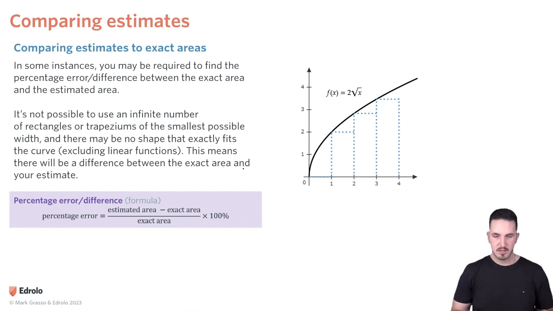To find this, we can use the formula: percentage error equals the estimated area minus the exact area, divided by the exact area. In some instances, you generally want to use whichever is bigger. For example, if the exact area was larger, you'll do the exact area minus the estimated area, then divide by the exact area. Essentially, it's whichever is larger, but you'll always be dividing by the exact area. Then you multiply it by 100% to find your percentage.